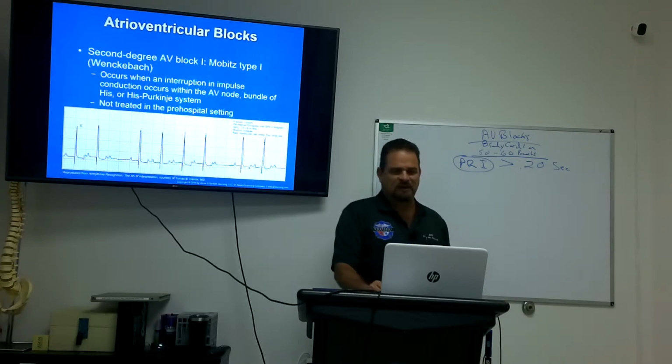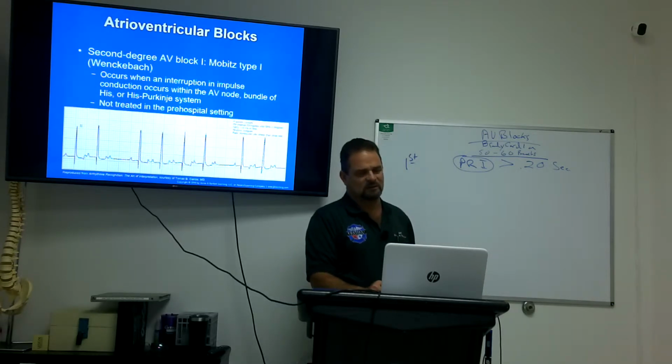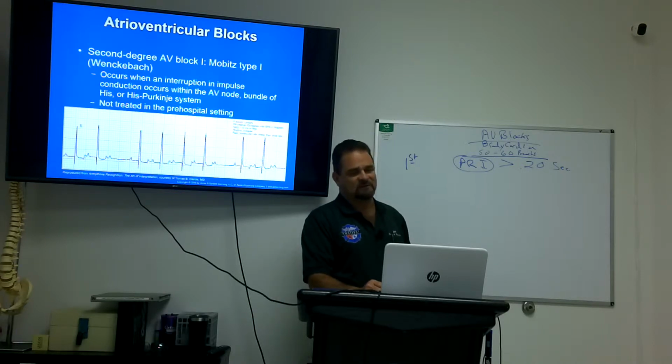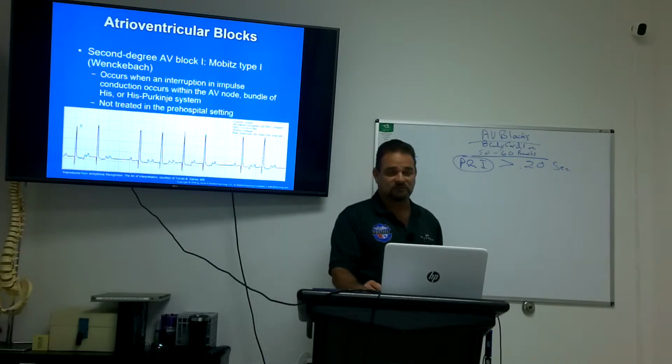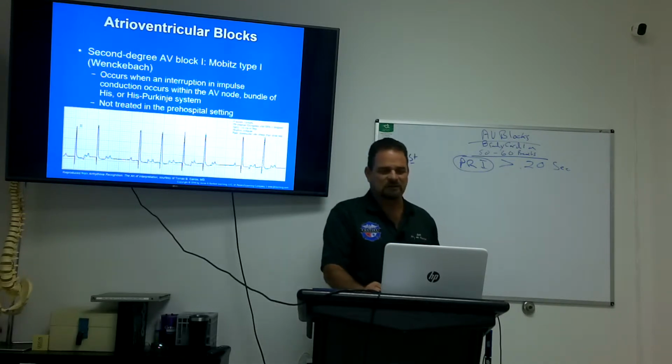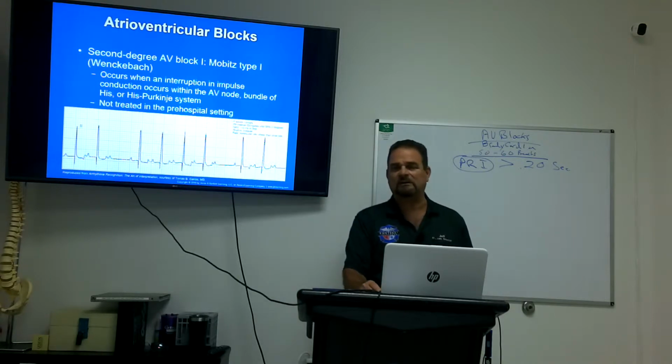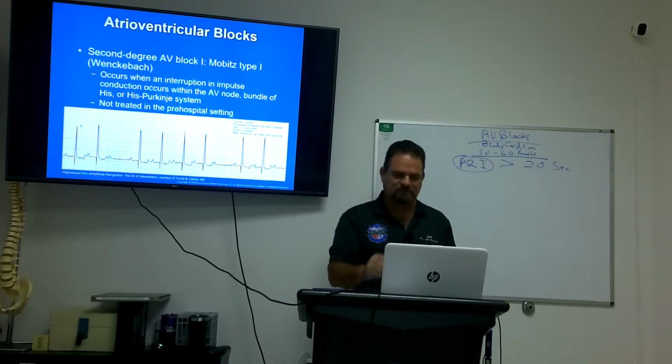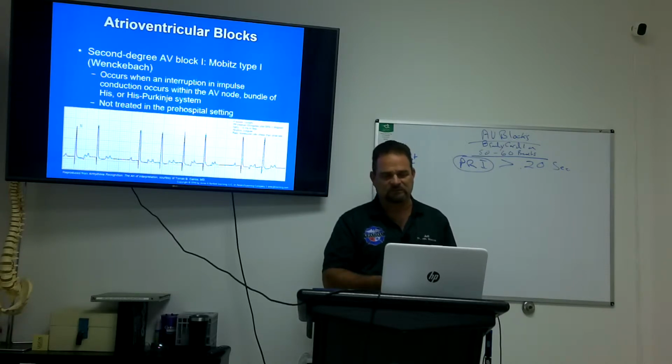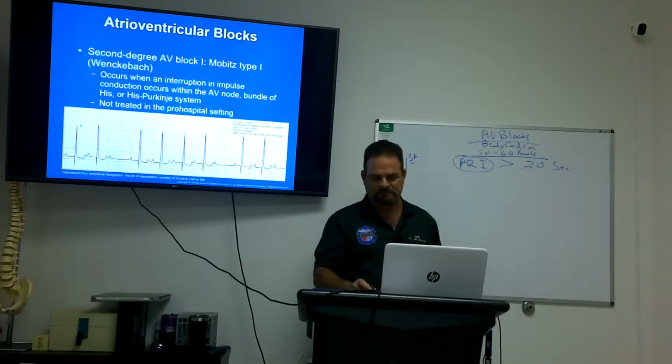Next one, second degree AV block type 1, which is also called a Wenckebach block or a Mobitz type 1, either one. Those are just people who identified the rhythm. But if you think of it as second degree AV block type 1, you'll be in the ballpark, because the second degrees have a type 1 and a type 2. This occurs when an interruption in impulse conduction occurs within the AV node, bundle of His, or the His-Purkinje fiber system. This prevents the impulse from proceeding to the ventricles and generating a QRS complex.